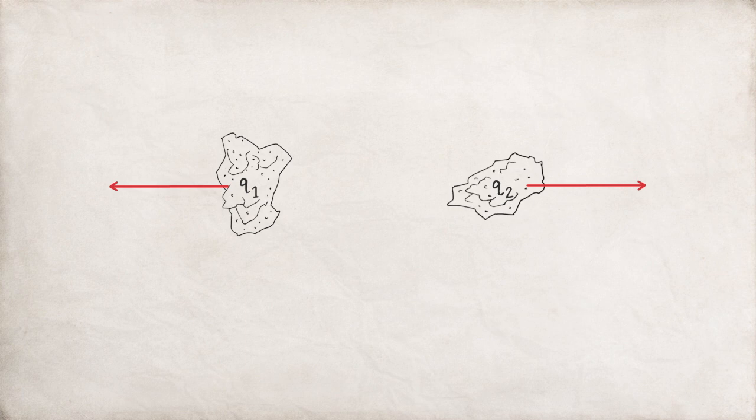Putting these facts together, we find Coulomb's law, that the force between two charges is equal to the product of the charge on each divided by the distance between them squared. The constant of proportionality, K, simply depends on the units chosen for charge and distance.